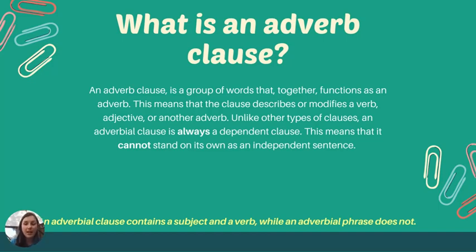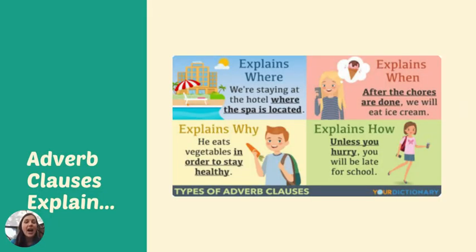All right, and next, adverb clauses explain where. We're staying at the hotel where the spa is located. Adverb clauses explain when. After the chores are done, we will eat ice cream. Adverb clauses explain why. He eats vegetables in order to stay healthy. And adverb clauses explain how. Unless you hurry, you will be late.